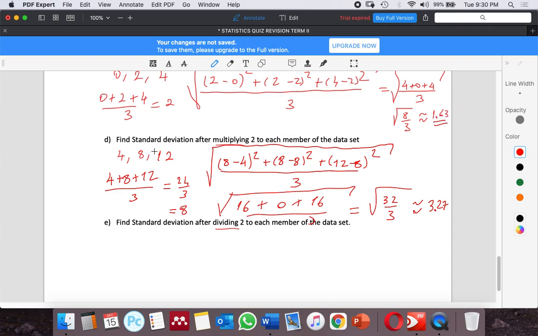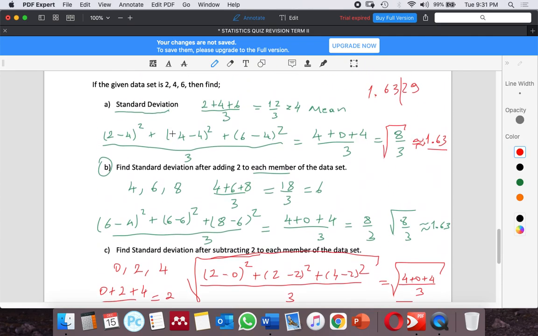When I multiply the original data set by the same number, the standard deviation changes by that multiple. The original standard deviation was 1.63. When I multiplied each member by 2, the standard deviation was directly multiplied by 2. Imagine the original standard deviation is 10. If you multiply each member of the data set by 2, the resulting standard deviation will be 10 times 2, which is 20, directly without calculation.